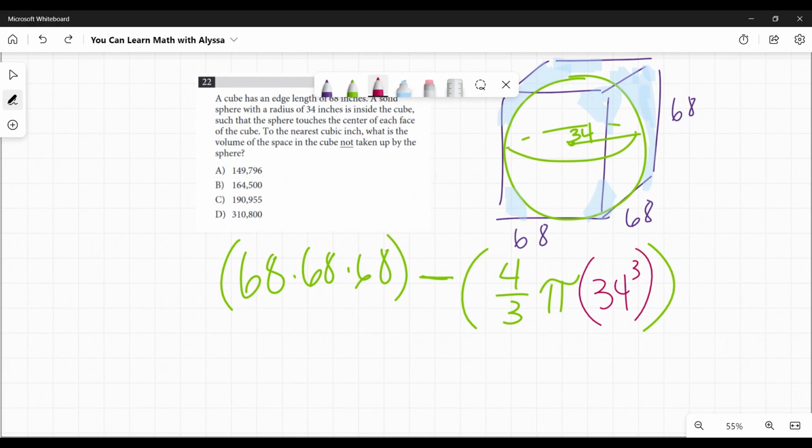So now this is big time. This is where your calculator comes in handy. Honestly, I haven't seen a lot of problems on this test that I would think, oh, absolutely, I need a calculator for this. But oh my goodness, yes, would I want a calculator for this one? Absolutely. 68 times 68 times 68 is 314,432. 4/3 pi times 34 cubed. 34 cubed is 39,304.